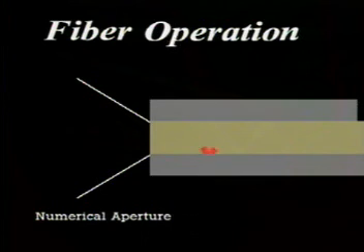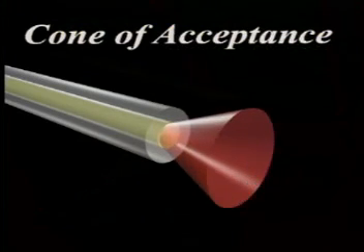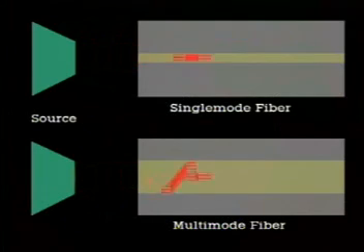Light launched into the fiber within a small angle of its axis will be transmitted to the opposite end. The sine of this angle is called the numerical aperture, which defines a cone of acceptance at the fiber's end. Light that enters the fiber from outside the cone of acceptance will not be transmitted, but instead will be refracted out through the cladding and be lost. The structure and chemical makeup of the core is critical to fiber operation.